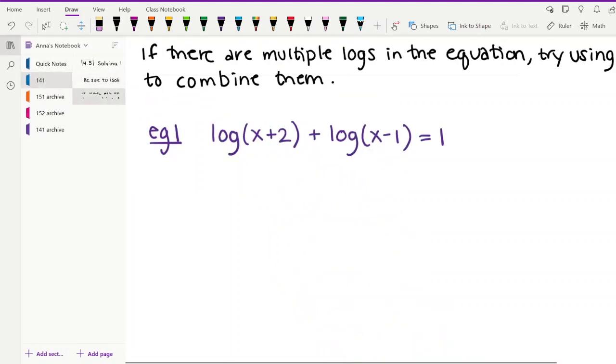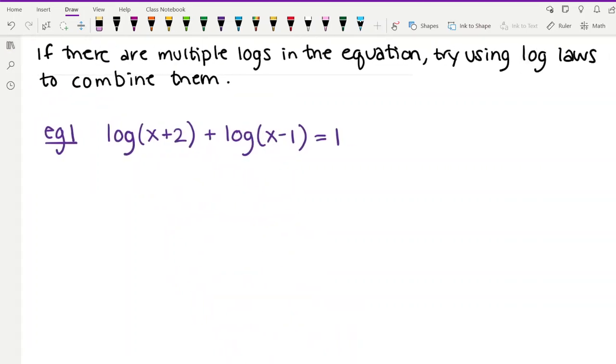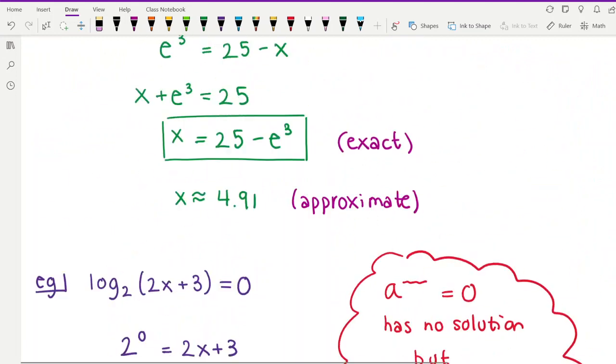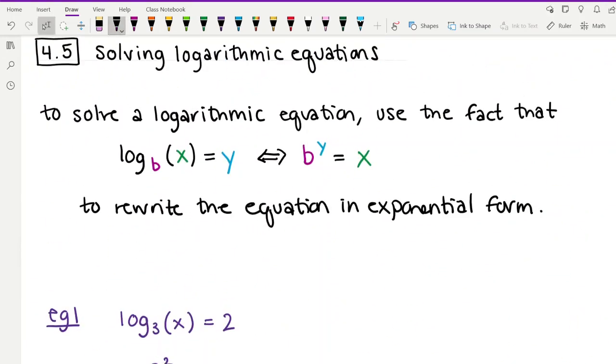All right, one last example. This one has a little bit more going on. This is a case where we have multiple logs in our equation, right? We're adding together 2 logarithms, and we have that equal to 1. So in a situation like this, we really only have a rule for going between exponential and logarithmic form when your original equation looks like the one on the left, right? We don't have something that's like log plus another log.